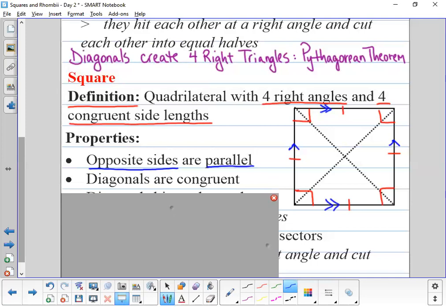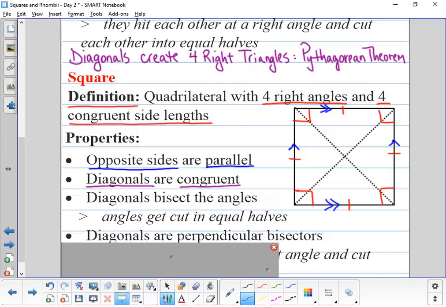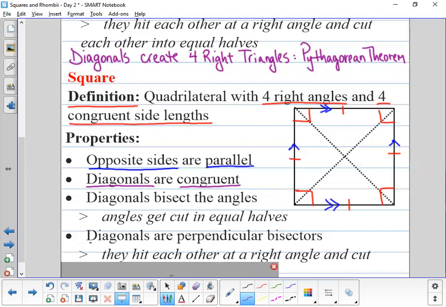Since it's a rectangle, we know that the diagonals are going to be congruent to each other. And since it's a rhombus, we know that the diagonals are going to be perpendicular bisectors of each other. So in our diagram, we can mark that the diagonals are at a 90-degree angle and that they bisect each other. But since they're also congruent to each other, all four segments that they create are going to be congruent. So that would be what we would mark for that.